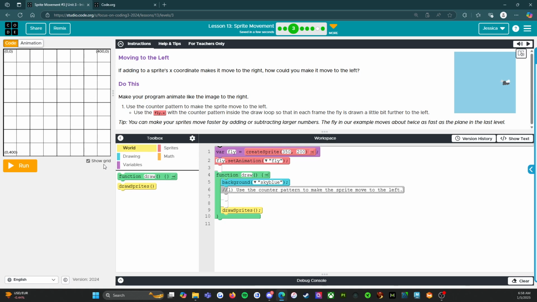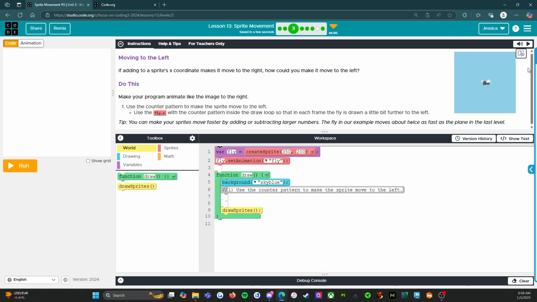So do this. Make your program animate like the image to the right with the fly coming to the left. Use the counter pattern to make the sprite move to the left. Use the fly.x with the counter pattern inside the draw loop so that in each frame the fly is drawn a little bit further to the left.